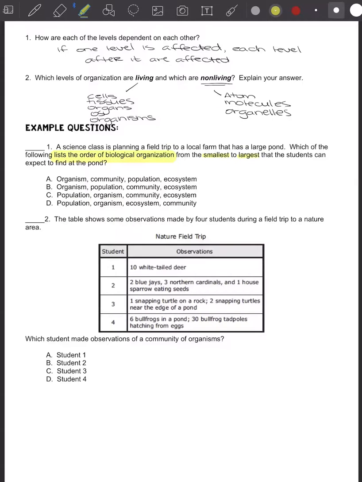So I want to take a look at this list, and I'm going to see what I can cancel right off the bat. So this one starts at organism, great. This one starts at organism, great. Population, population. I know that organism is smaller than population, so I'm going to automatically cancel out C and D. So I'm just going to kind of cross those right out. And then I have two to choose from, which is A and B. So organism, community, population, ecosystem, or organism, population, community, ecosystem.